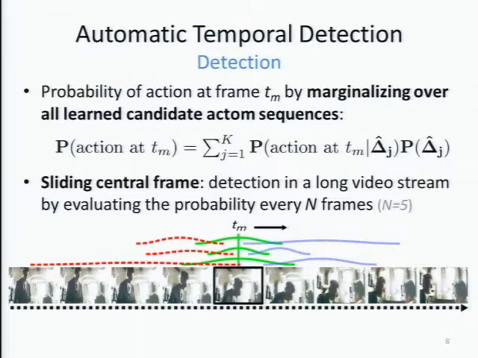Okay, so basically now you have two things. You can compute the posterior probability of an action knowing its temporal structure, and you have this prior. So for detection, we estimate the probability of an action being centered at a particular frame by just marginalizing over this prior. Okay? So very simple. But what this allows you to do is to do a sliding central frame detection approach.